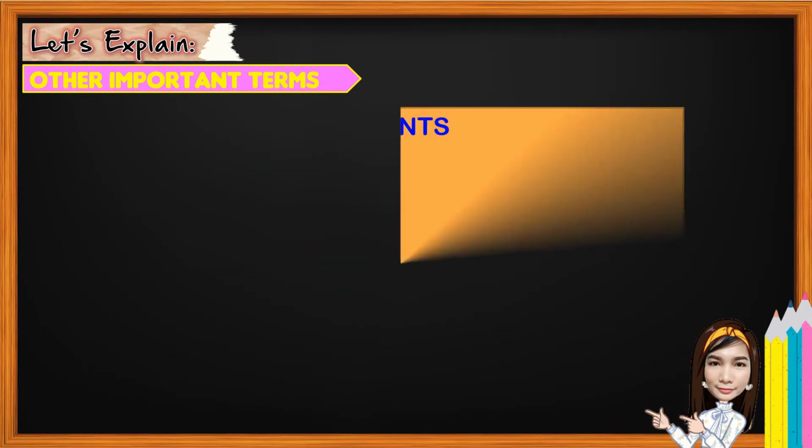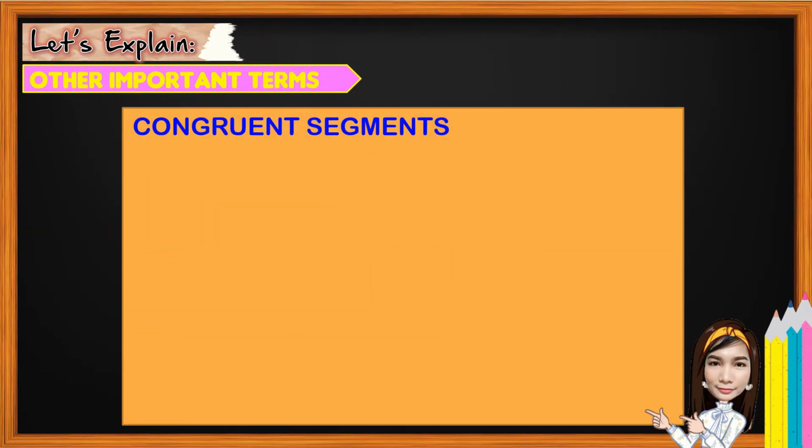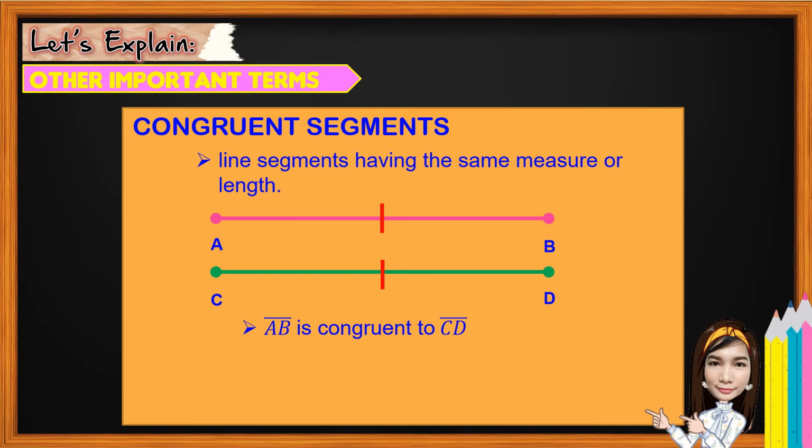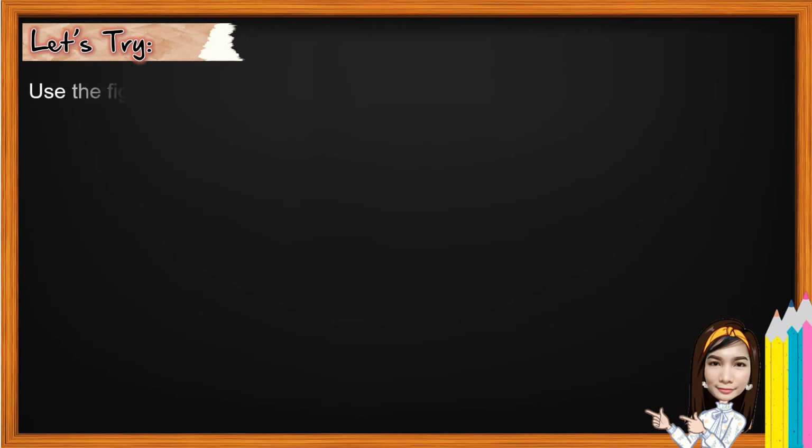And for the last, we have the congruent segments. These are line segments having the same measure or length. Given the figure, we can say that line segment AB is congruent to line segment CD. If line segment AB is congruent to line segment CD, we can say that line segment AB is equal to line segment CD. Now, let's try this activity.